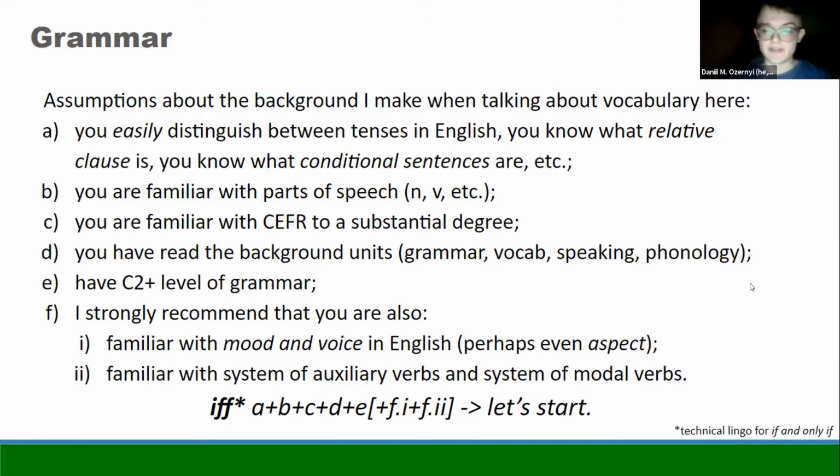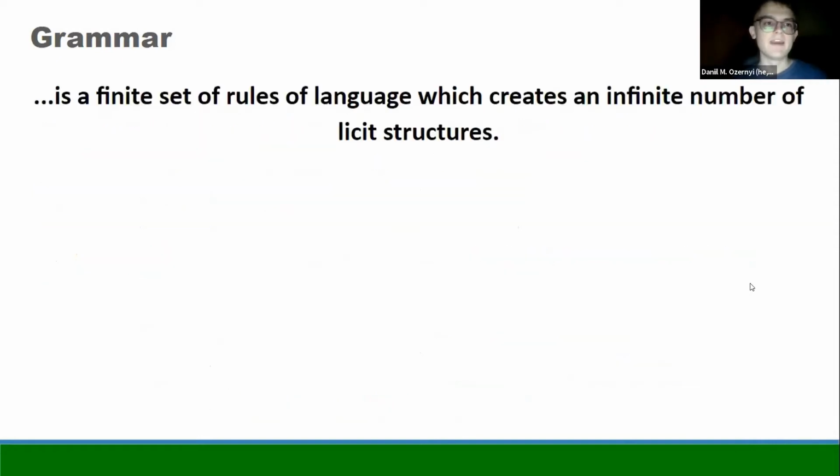It can be difficult. If you meet the criteria A, B, C, D, E, you can start, but I recommend that you consider criteria F1 and F2 as well. All right, so if and only if you meet all those A, B, C, D, E, and hopefully you meet F1 and F2, then let's start.